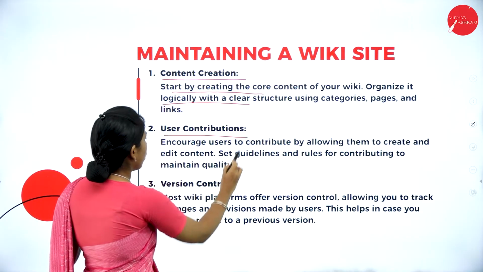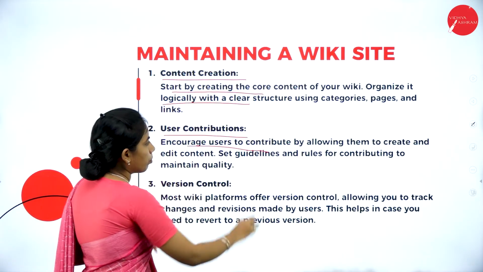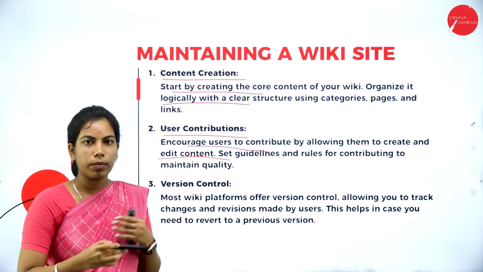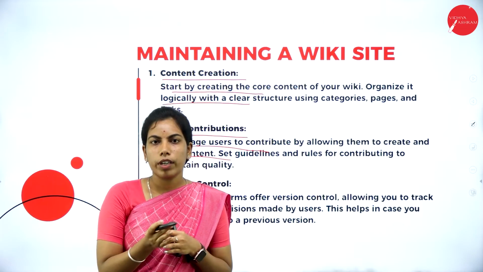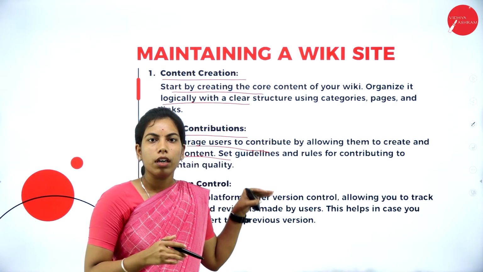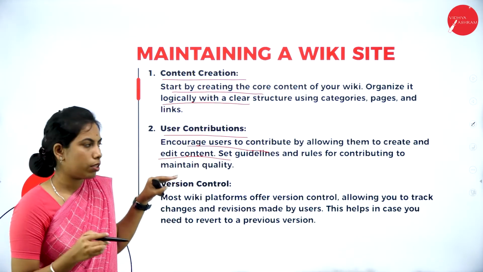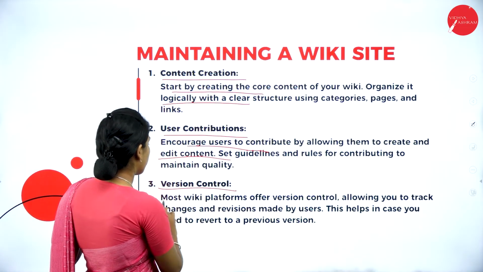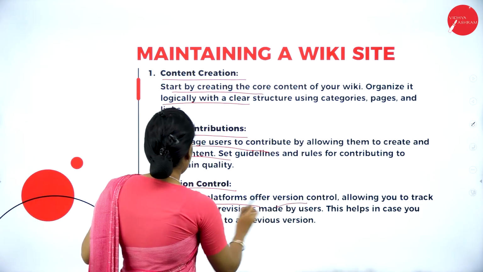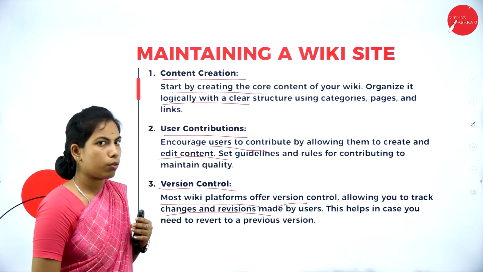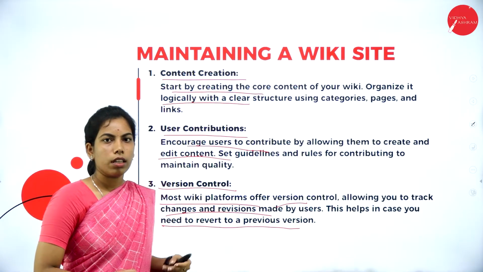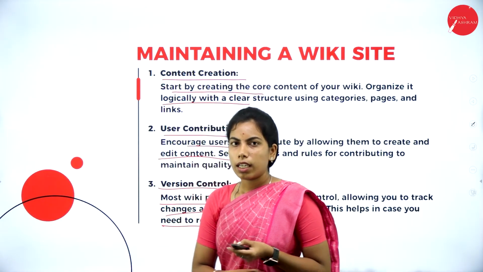And also user contribution. Encourage users to contribute by allowing them to create and edit content. For example, on Instagram they post videos or audios publicly, not privately, but there is an option called download. Likewise, you have to. And also version control. Most wiki platforms offer version control, allowing you to track changes and revisions made by users. This helps in case you need to revert to a previous version. These are all the things you have to do for maintaining a wiki site.